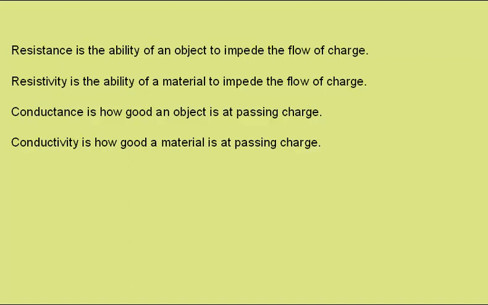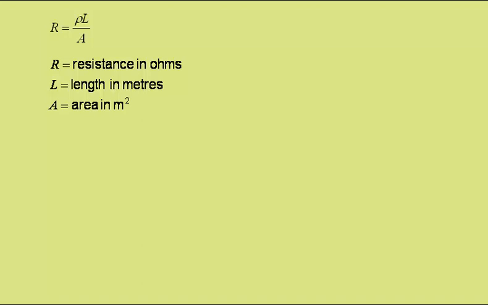The reasons why some materials are better at passing charge than others, and why the dimensions of a material affect its ability to pass charge, are covered on the resistivity video and are not repeated here. On that video you meet this equation, where R is the resistance in ohms, L the length in meters, A the area in square meters, and ρ the resistivity. We can rearrange this equation as ρ is equal to RA over L, and then the units would be ohms for resistance, square meters for area, and meters for length, giving the units of resistivity as ohm meters.